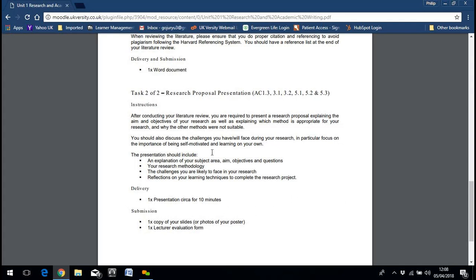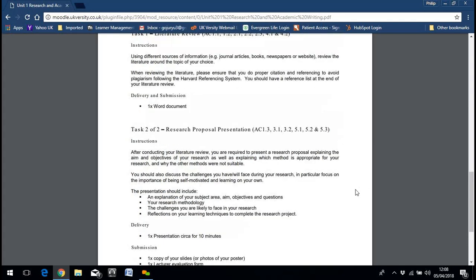So it's an explanation of your subject area and why you're using that question, what research method you're going to use, the challenges you're likely to face in the research, and your reflections on your learning techniques to complete the research project. So those are the 1, 2, 3, 4 issues that you will need to look at. So you'll need 1 or 2 slides to cover each of those.